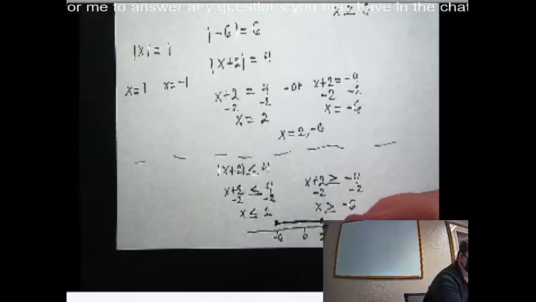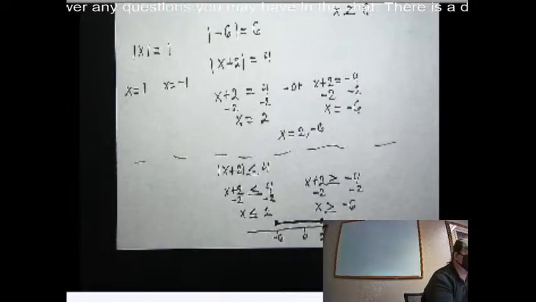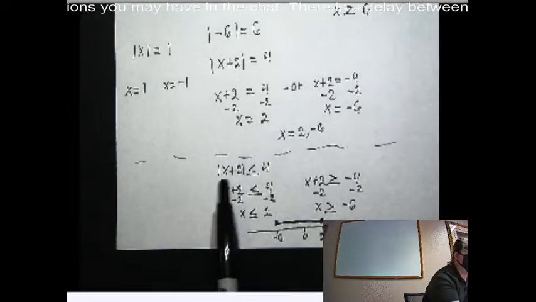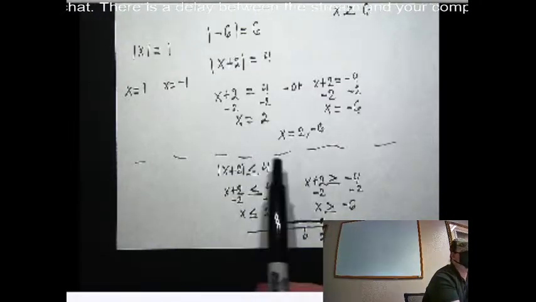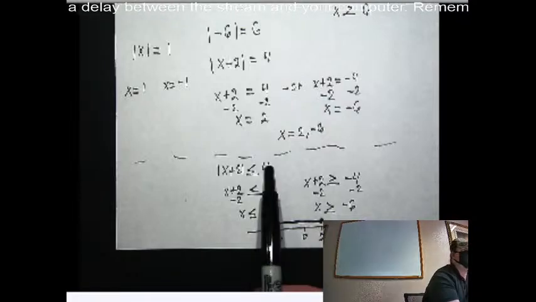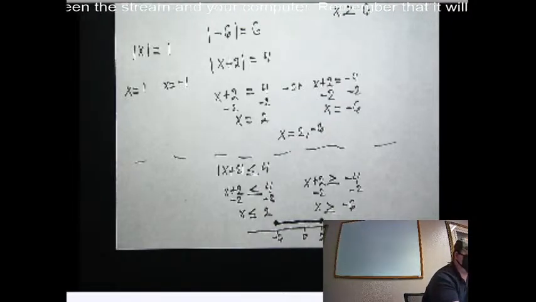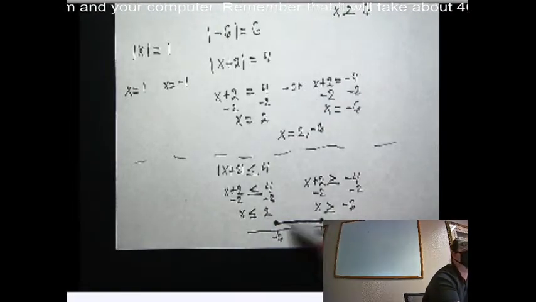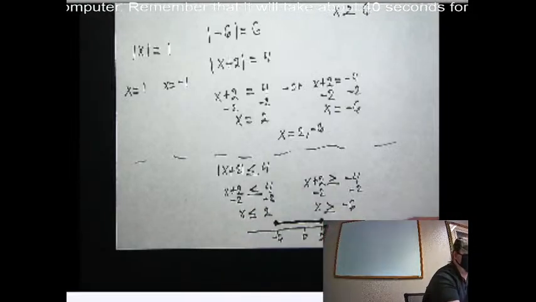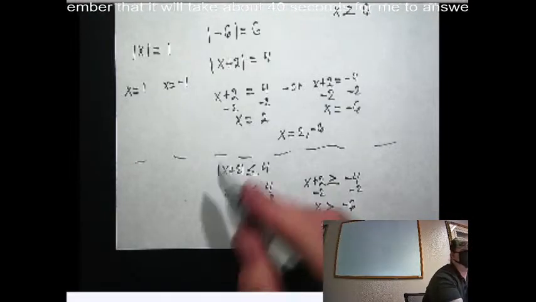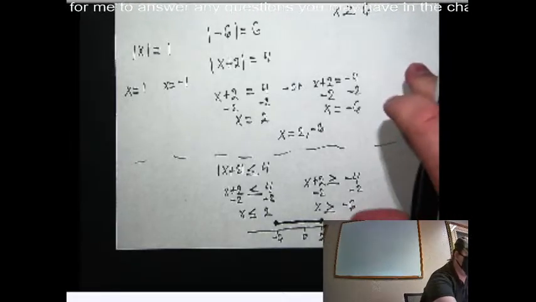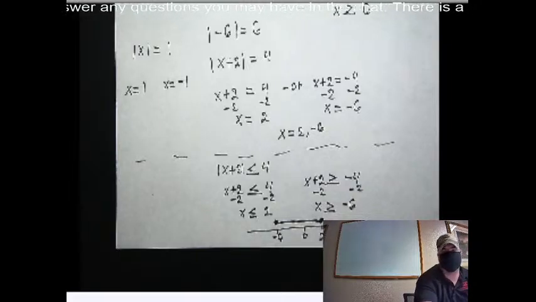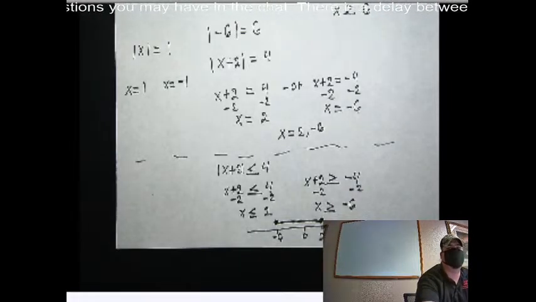So something like 3. So plug 3 in for x. 3 plus 2. Absolute value of 5. Is 5 less than or equal to 4? No. So we can see that as long as we're between these two numbers, we're fine. But as soon as we go outside, it doesn't work anymore. Does that make sense? Good. Any questions? All right.